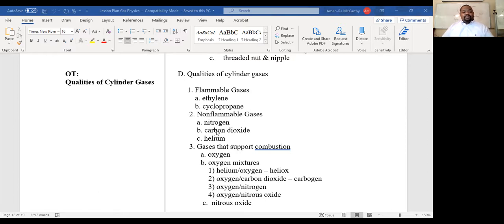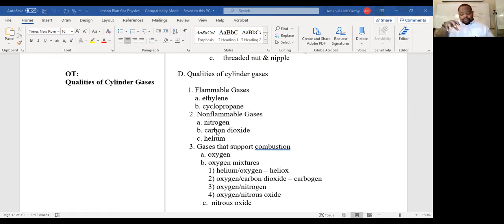The first one off the rip is oxygen. Oxygen is not flammable, but it does support combustion. We used the example yesterday. If you have a candle and you put a lid over the candle, right? Then once we do that, what happens to the flame? If we put a cup over a candle that seals the oxygen out, the flame will die out because the flame has to have oxygen in order to breathe. It has to have it to burn and combust.